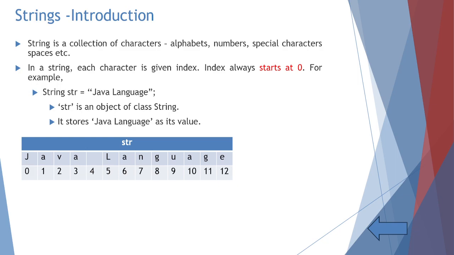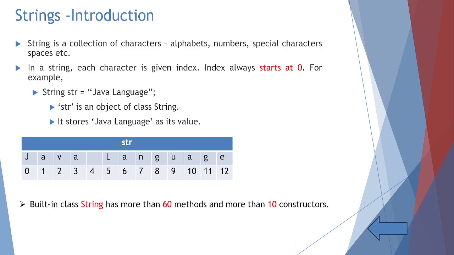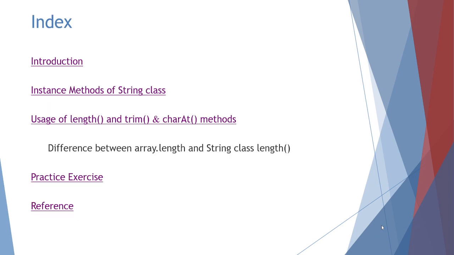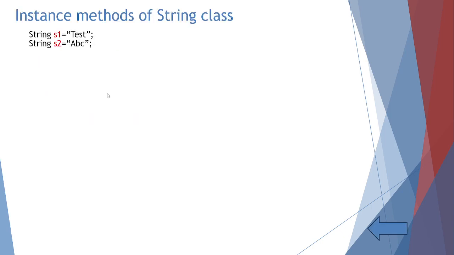Actual length is 13. Now, the built-in String class has more than 60 methods and more than 10 constructors, around 13 constructors. Most of the methods are instance methods, meaning we call them from an object, and some are static methods. Let's see instance methods of the String class.